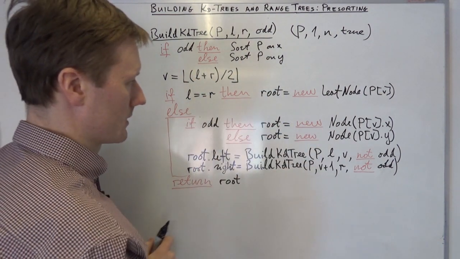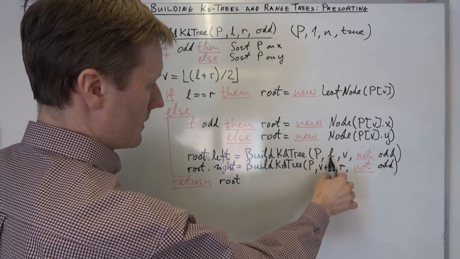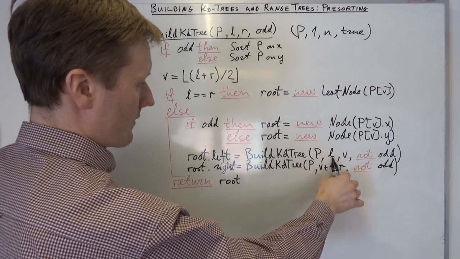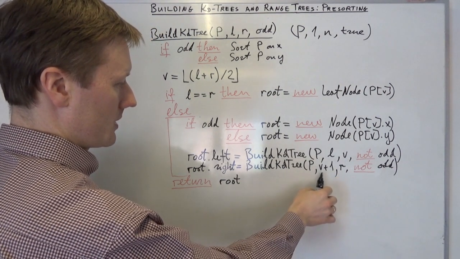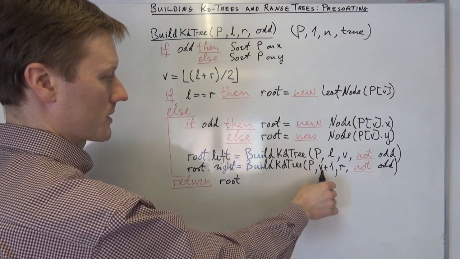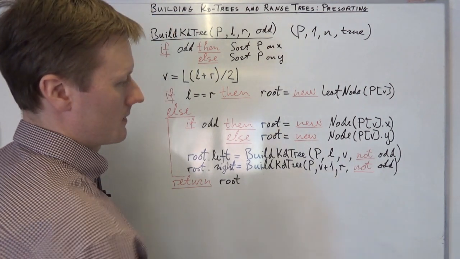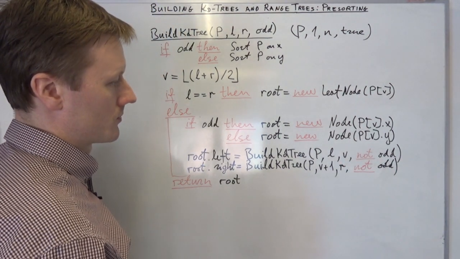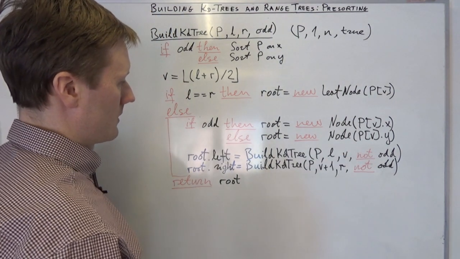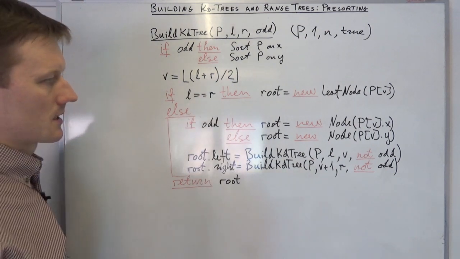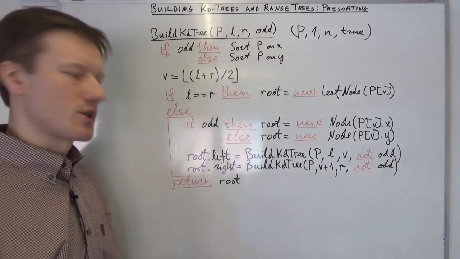So we create this internal node, and then we recursively build the left subtree containing all the points starting from L up to V, including V, and then we build the right subtree containing all the points starting from V plus 1 up to R, and we flip the Boolean flag to show that now we go to the next level. And then we return the root. It's an obvious, simple implementation. The problem is that it's not efficient.